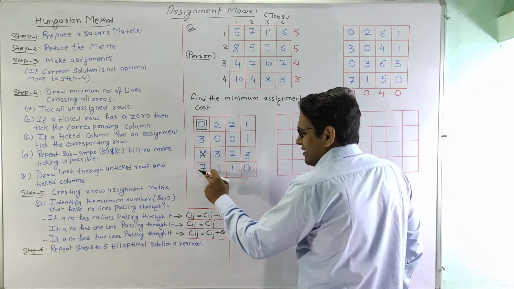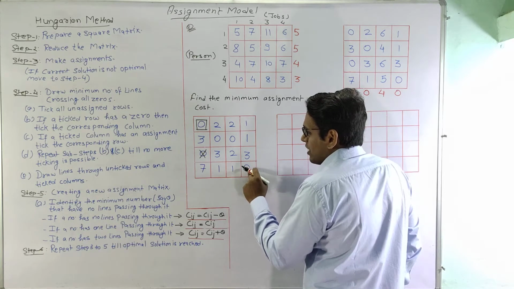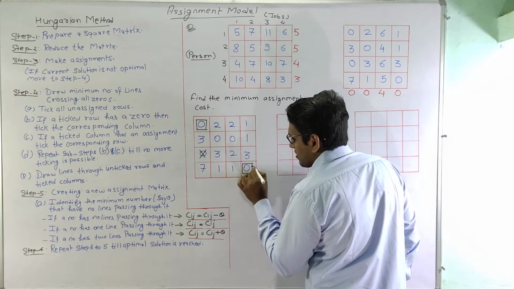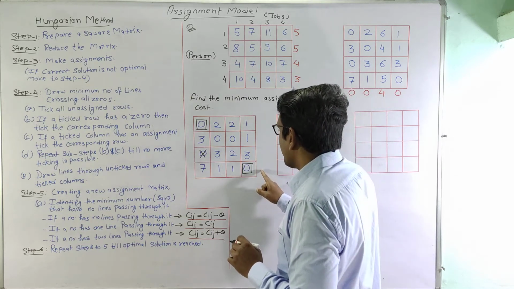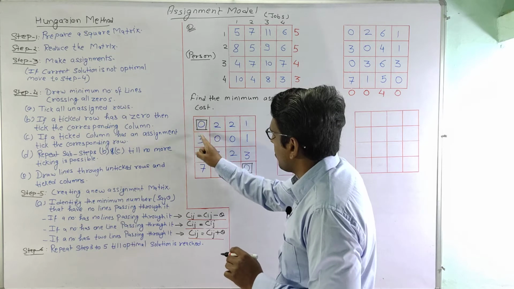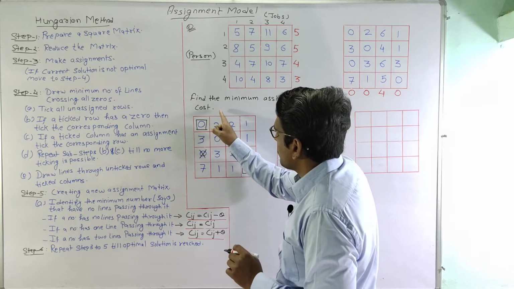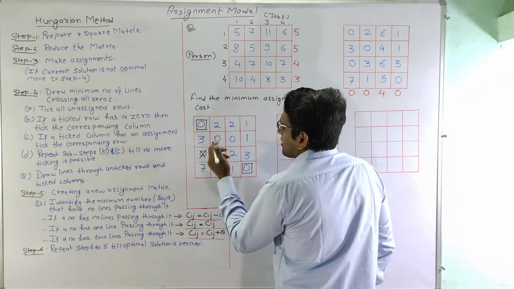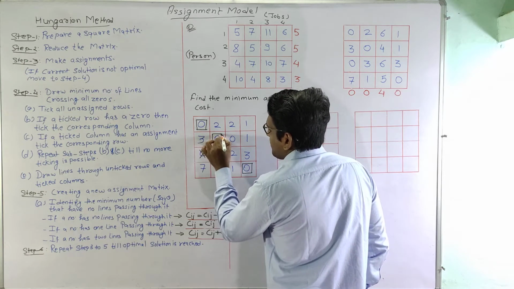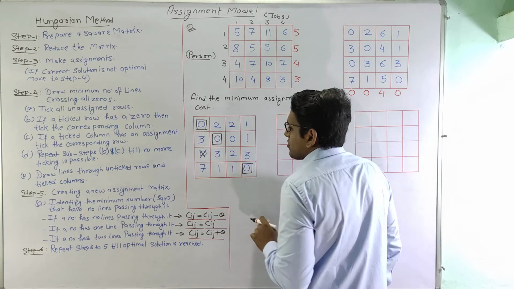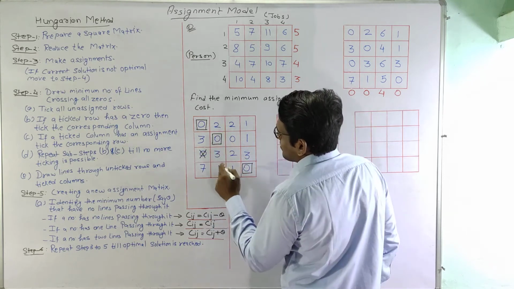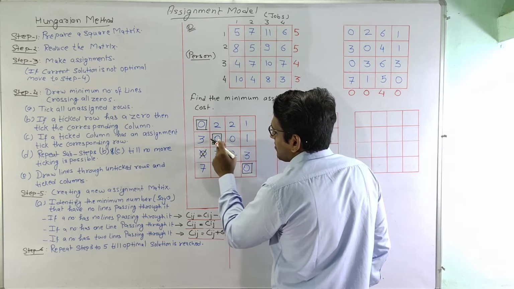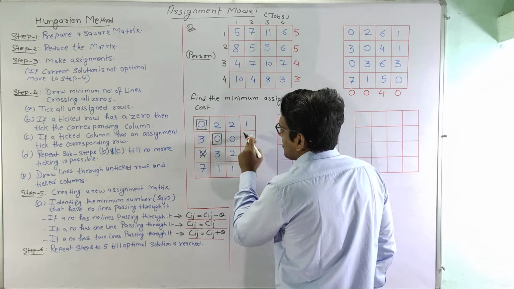In the fourth row we see that there is one single zero, that means we can assign this. So I am assigning this. And now let us move column wise. So first column there is already an assignment. Moving on to column 2, we can see that in column 2 there is one single zero, that means I can assign this zero. So once I assign this zero, that means no more assignment can be done in this column, and similarly no more assignment can be done in this row.